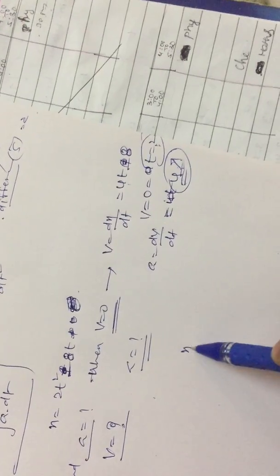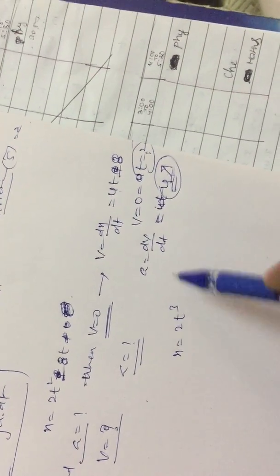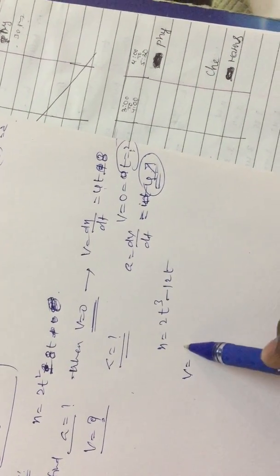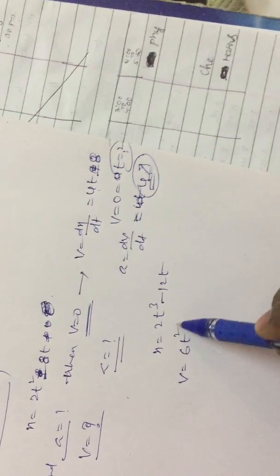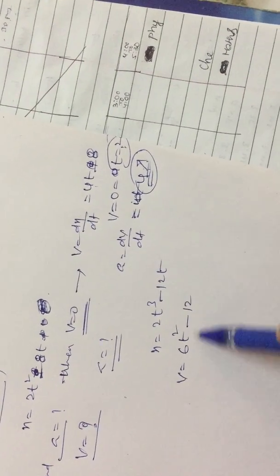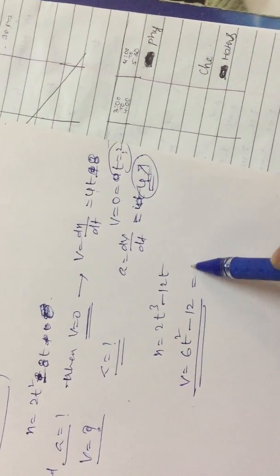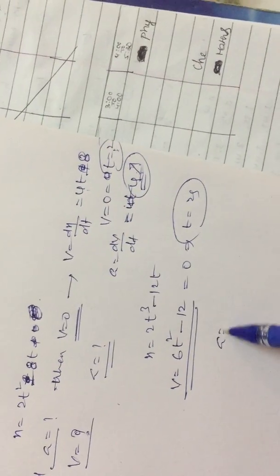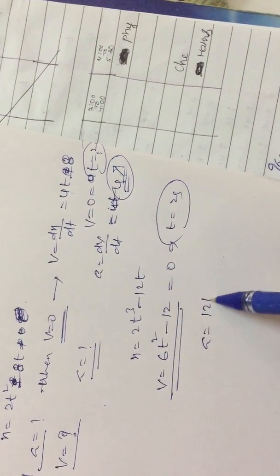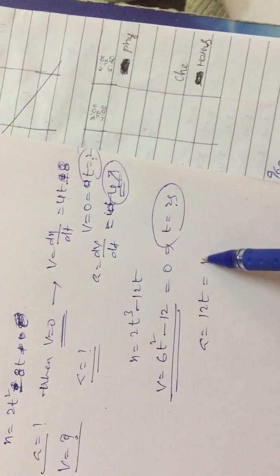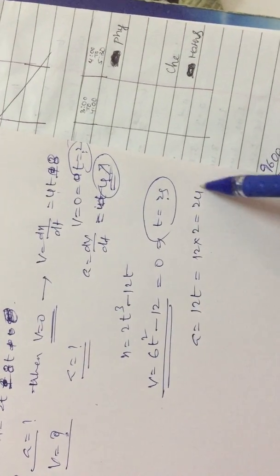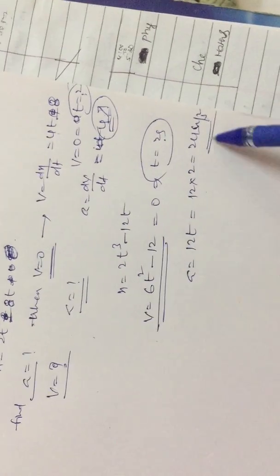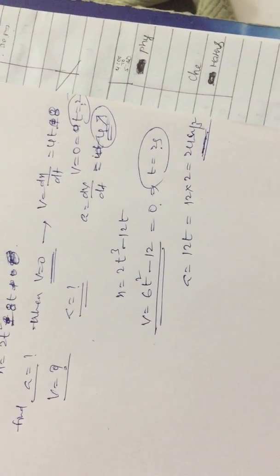For suppose you had x equals 2t cube minus 12t, then v equals 6t square minus 12. If velocity is 0, then t equals 2 seconds. Then find acceleration, which is 12t. Put t equals 2 seconds here, 12 into 2, which equals 24 meter per second square. That means this is the acceleration when velocity becomes 0.